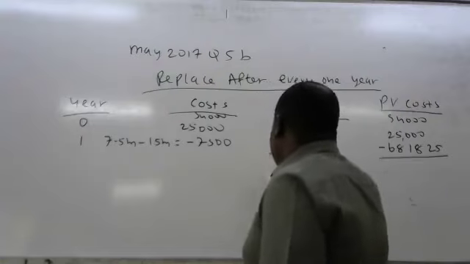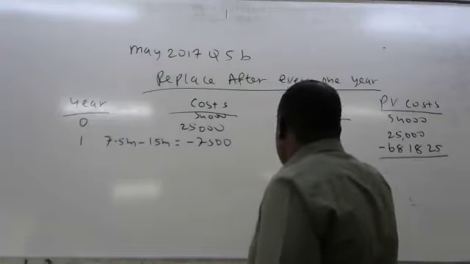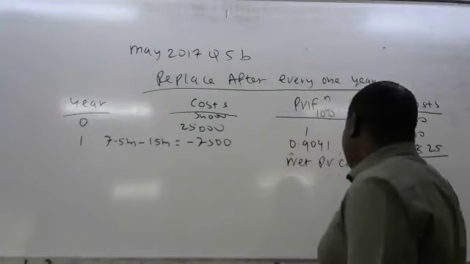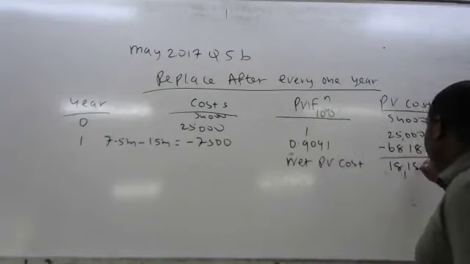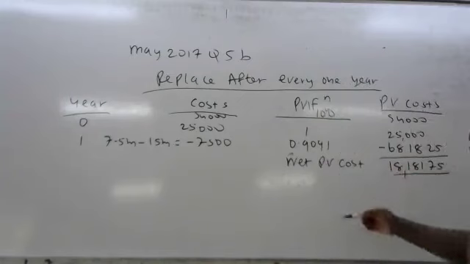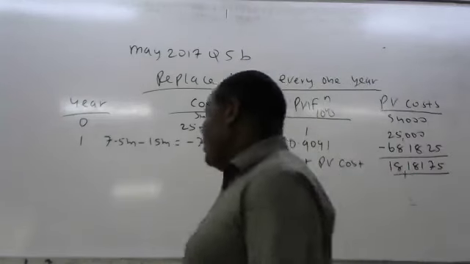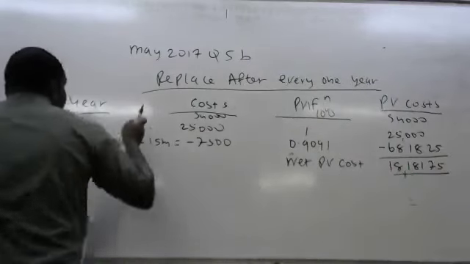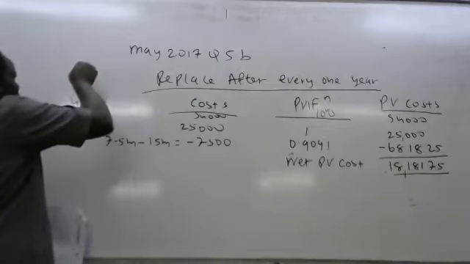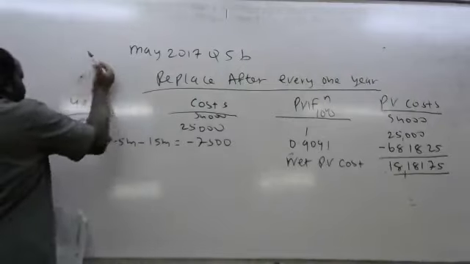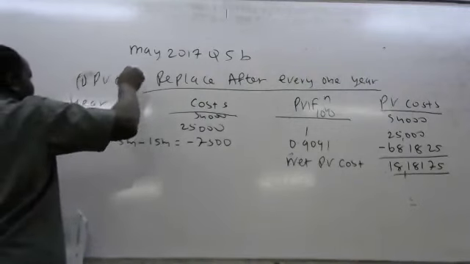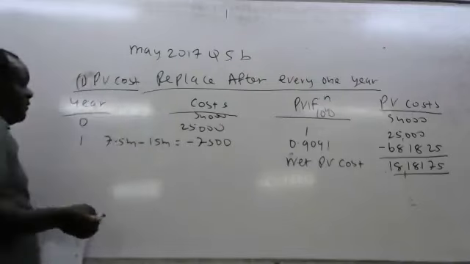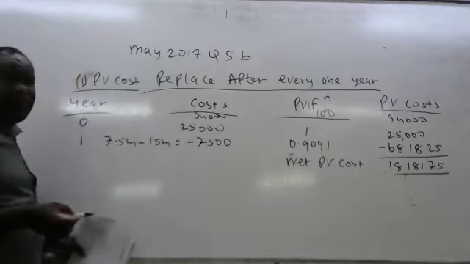So to get a net present value cost, 18,181.75. Yeah, so that is now step number one. In this step one, we get the present value cost.